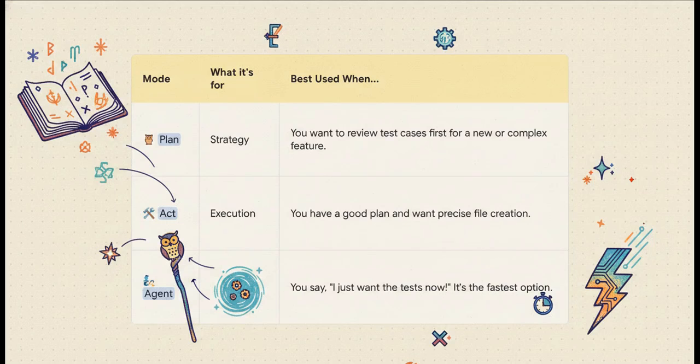And here's your very own cheat sheet to keep in your magic spellbook. Remember, call the plan wizard when you need a great strategy for something new. Call the act wizard when you already have a perfect plan and you just need it built. And call the agent wizard when you want everything done super fast.